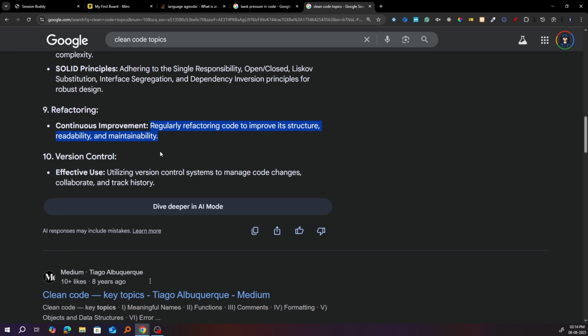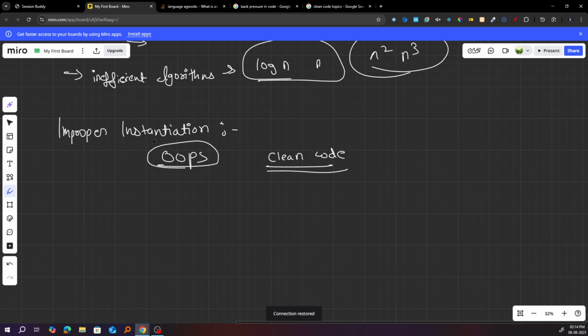Version control: effective use, utilizing a version control system to manage code. Of course, this is talking about Git. So that was about it. You can use clean code principles for writing code. Now that was about improper instantiation, right? You should not have unnecessary instances of an object, class, or service, because that can lead to performance and scalability issues.